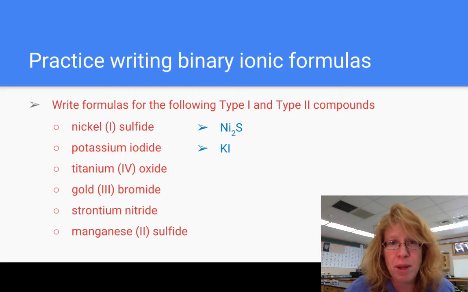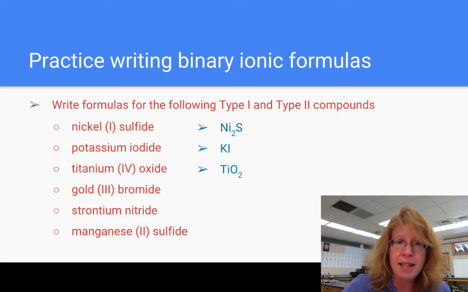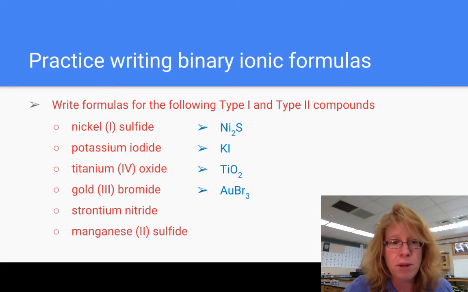Titanium, that thing, by the way, if you forgot your Roman numerals, is titanium 4 oxide. So that means oxide's a 2-. I need to have 2 of those to balance out that 4+ of the titanium. Gold 3 bromide has to look like that. Bromine's a 1-. If gold's a 3+, that means I have to cross down that 3 to make it AuBr3.